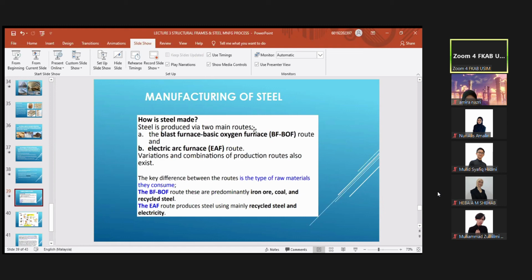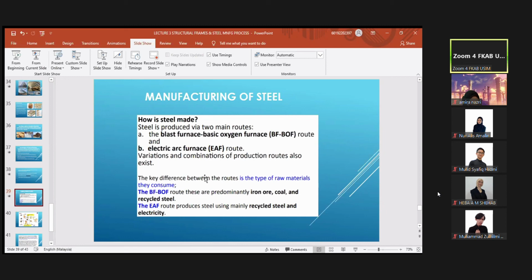Steel is produced by two main routes. One is the blast furnace, basic oxygen furnace route, BOF, and the other one is the electric arc furnace, EAF. Variation and recombination of production routes also exist. The same concept applies, but it's quite difficult to understand because we never see it. Unless you see the video, then probably you understand better.